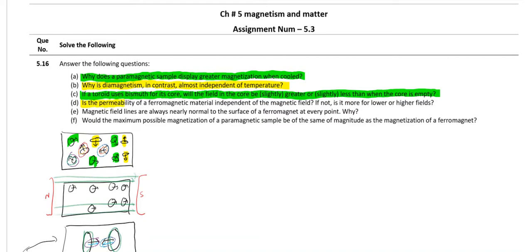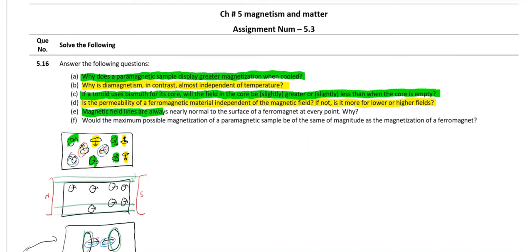Next one. Is the permeability of a ferromagnetic material independent of magnetic field? If not, is it more or lower at higher field? Now, for a ferromagnetic substance, the external field does affect permeability, and the higher the field, the more the permeability.